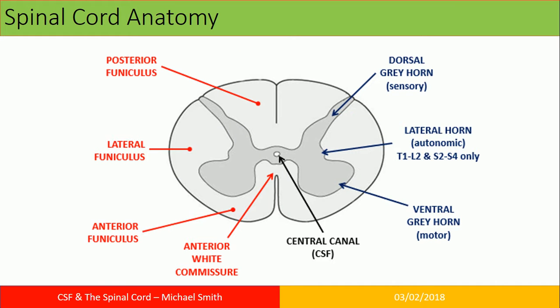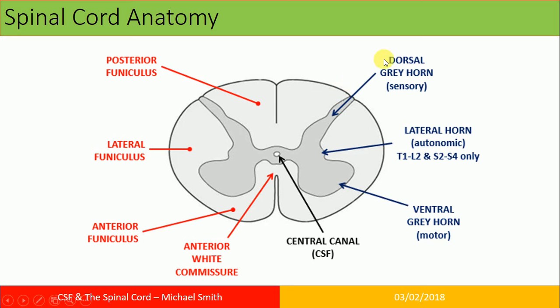So the final thing I'm going to talk about is the anatomy of our spinal cord. So if we take a slice of our spinal cord, we can have a look at it in a few different areas. So we have our white matter and our grey matter. In our white matter, we have 3 funiculi, anterior, lateral, and posterior. And these are essentially the areas of our white matter. And then we have this anterior white commissure here, which is essentially the crossing between the two sides.